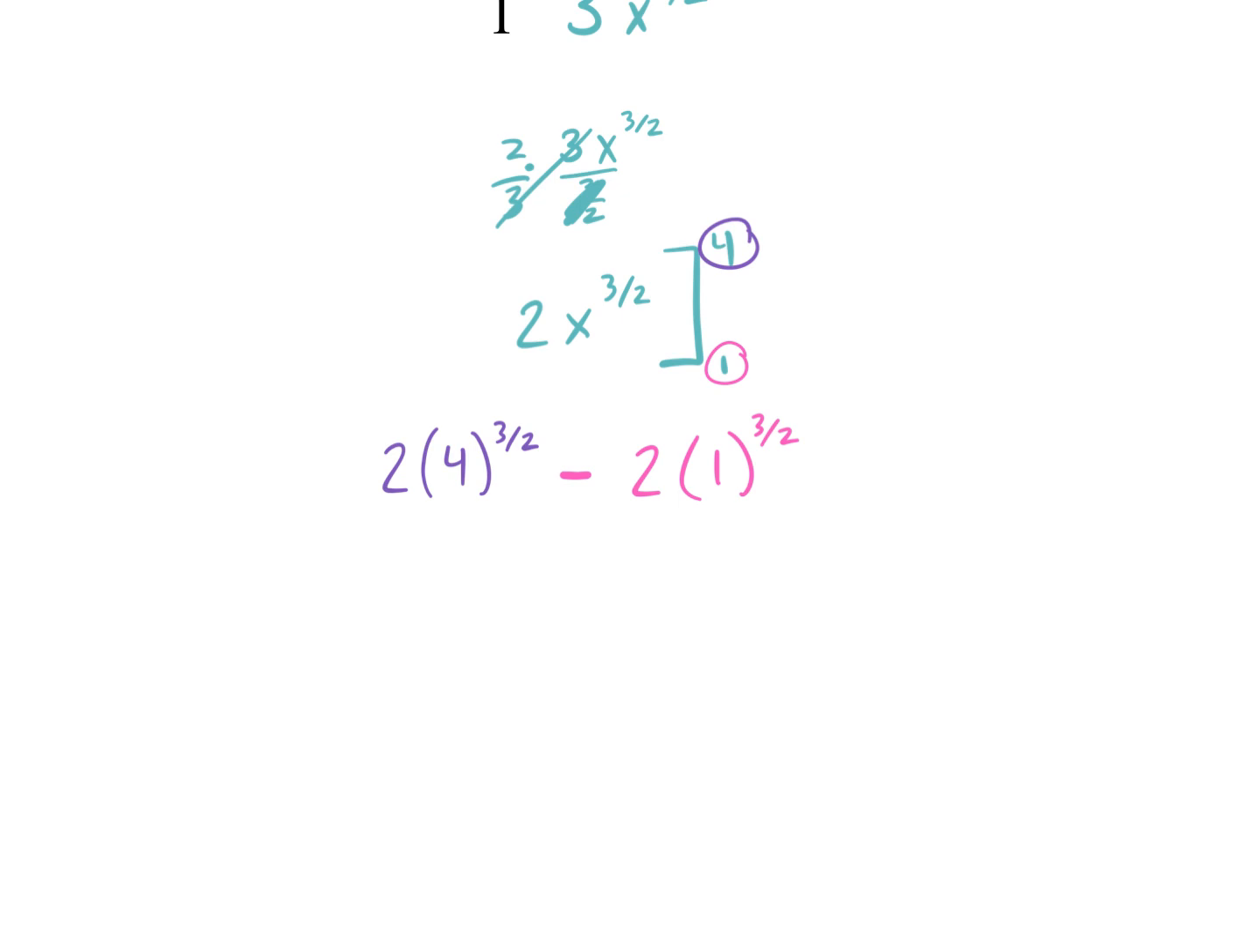4 to the 3/2 power is like saying the square root of 4 cubed. What's the square root of 4? 2. And 2 cubed? 8. And 8 times 2? 16. Perfect. Minus, what's 1 to the 3/2 power? Just 1. And 1 times 2 is 2. So this would be 14.